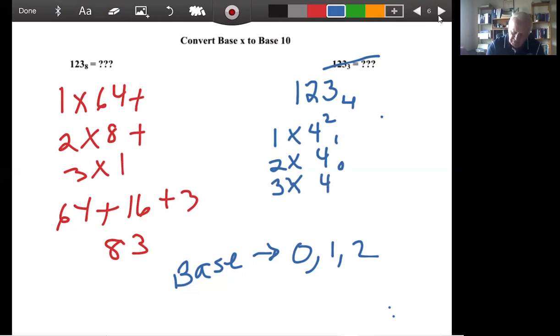And that will give us 16 and 8 and 3, which is, of course, 27. Anyway, that's how this works when you're playing around with going from bases to base 10.